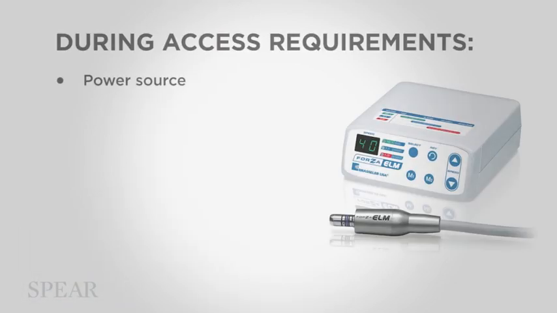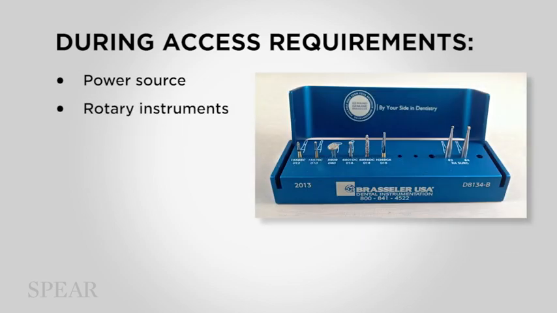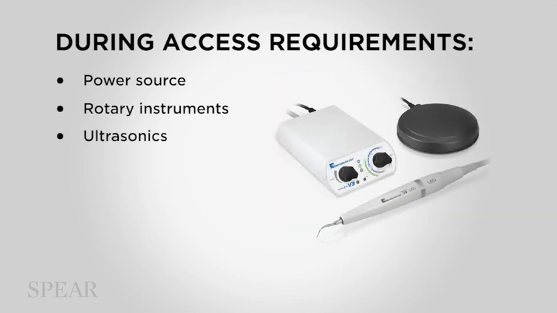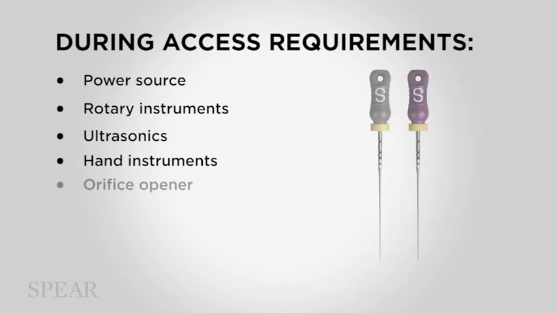Sure. So what are some of the basic instruments that you need to begin this process of access? What would you recommend? So during the access preparation, what we basically need is clearly a power source. You need to have your high-speed and low-speed handpiece, as well as a handpiece for your endo speed, if you will. Your rotary instruments, which would be your burrs, high speed and low speed. You're going to need an ultrasonic, and that's a key thing I want to just mention. Hand instruments, as well as an orifice opener, in order to finish that last part, which is getting direct access to the coronal 1/3 to 1/2 of the root.